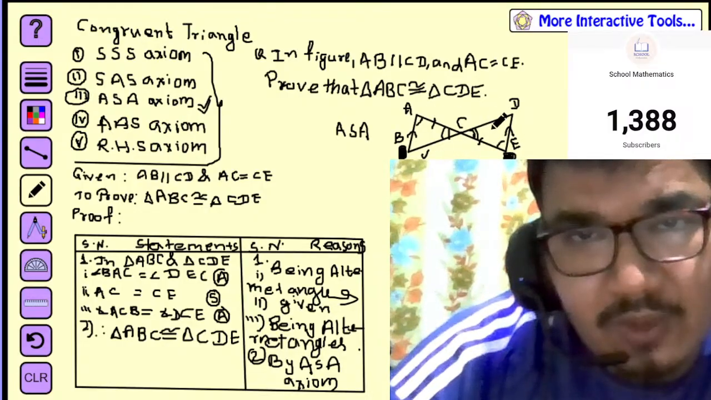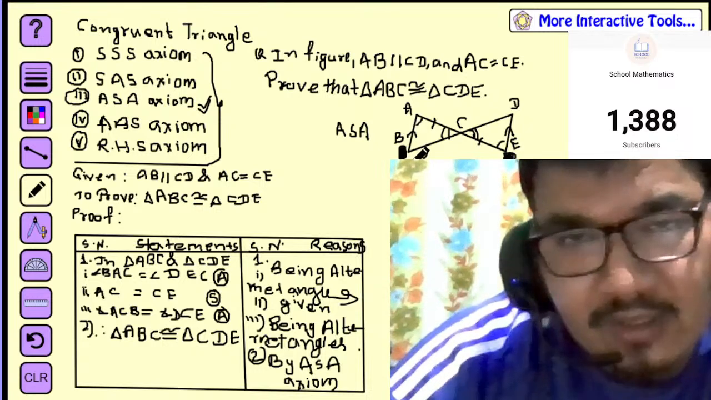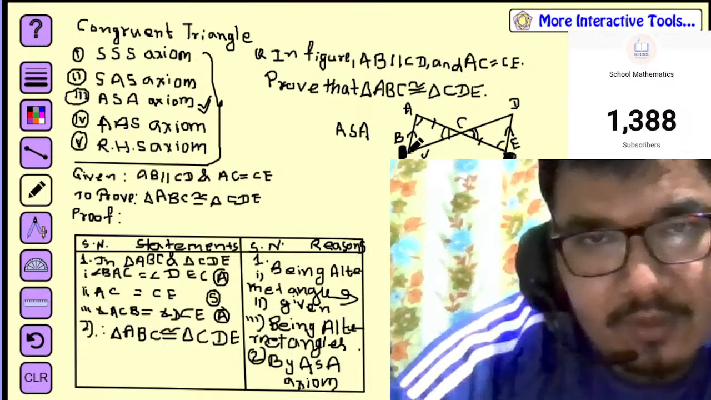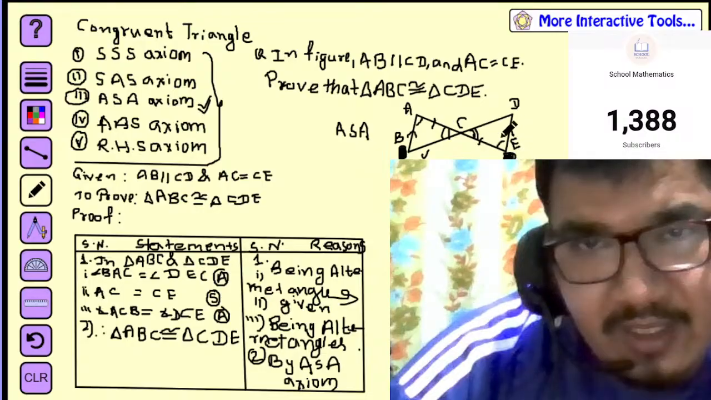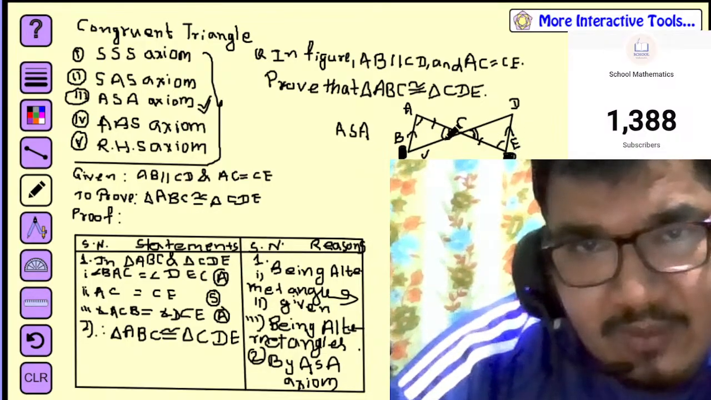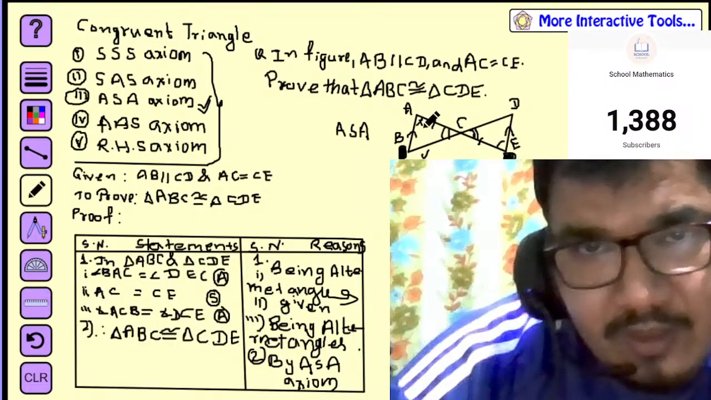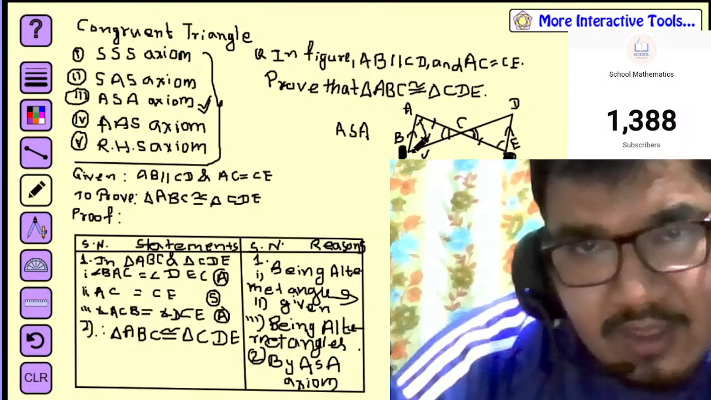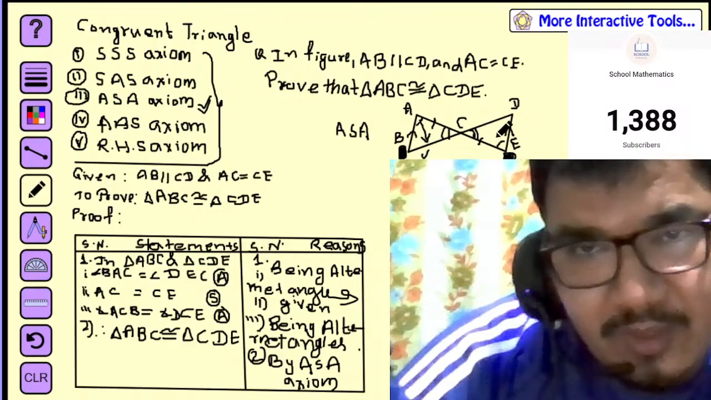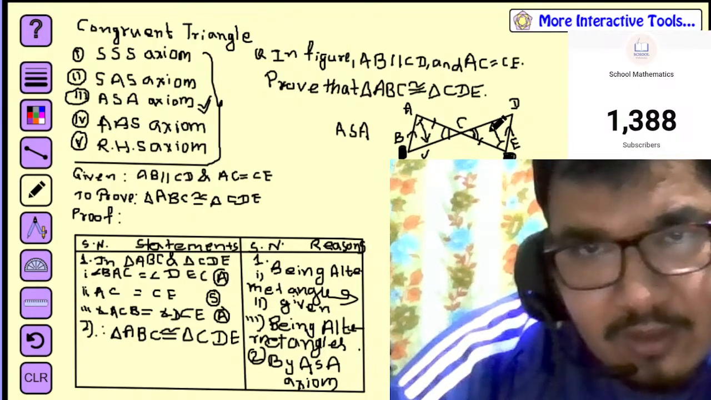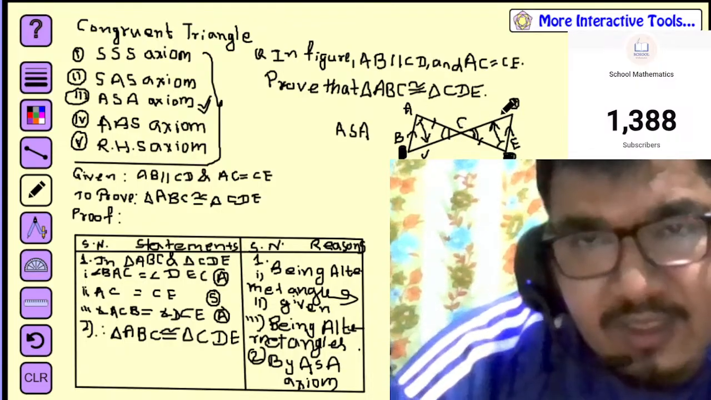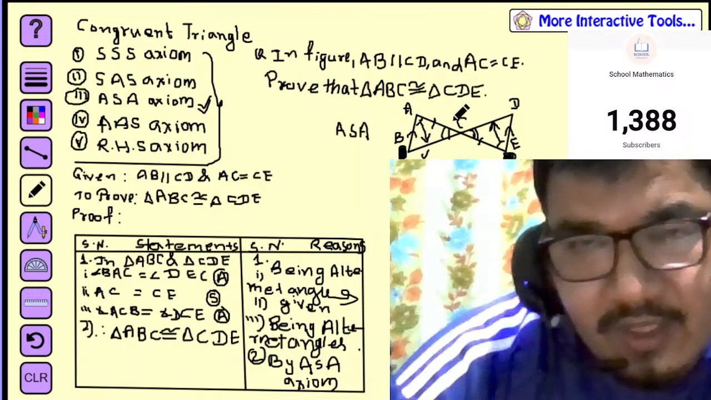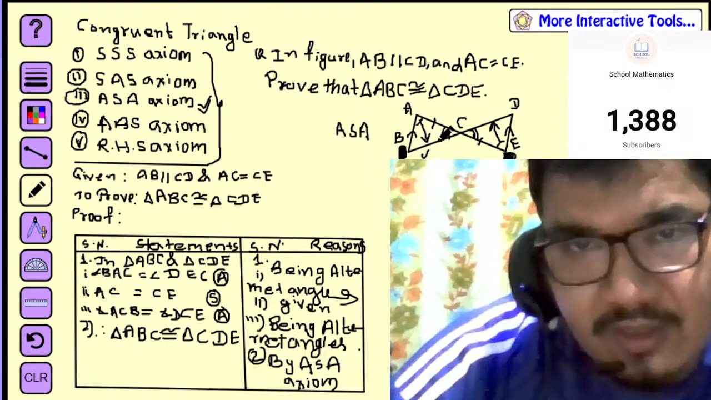After showing these two triangles congruent, their corresponding sides and corresponding angles will be equal. As we know, angle A and angle E are equal. That's why, what is its corresponding side? Its corresponding side is BC. BC is the corresponding side with CD. That's why BC will be equal to CD, because we have taken these corresponding sides of congruent triangles.